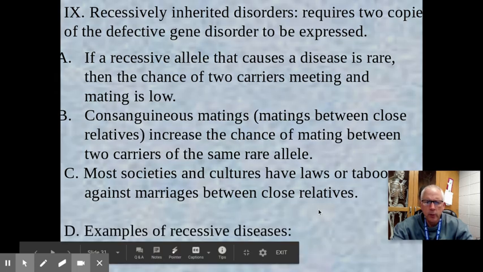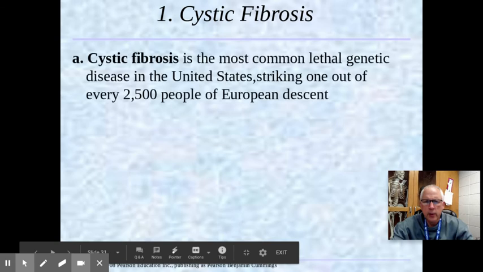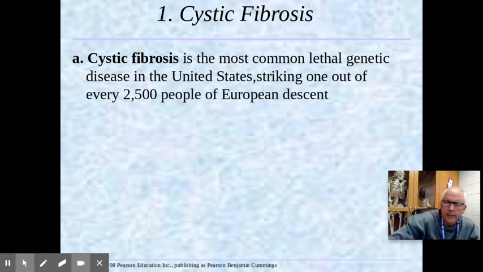I just want to go over a few recessive disorders you might run into. Cystic fibrosis is one. It is a good test question. This is the most common lethal genetic disease in the United States. It strikes 1 out of every 2,500 people of European descent, which is kind of crazy when you think about that. It came from Europe.